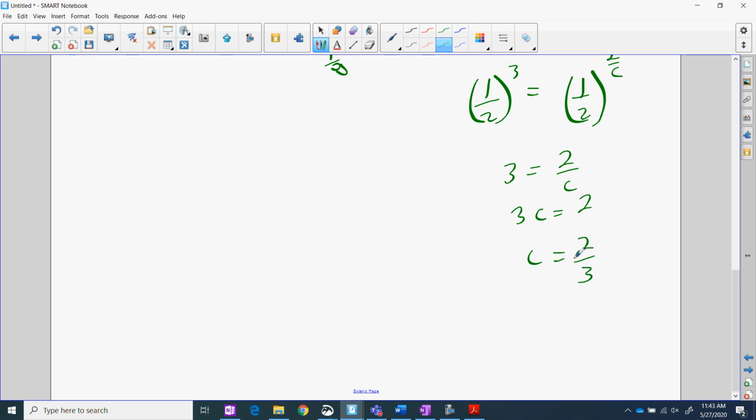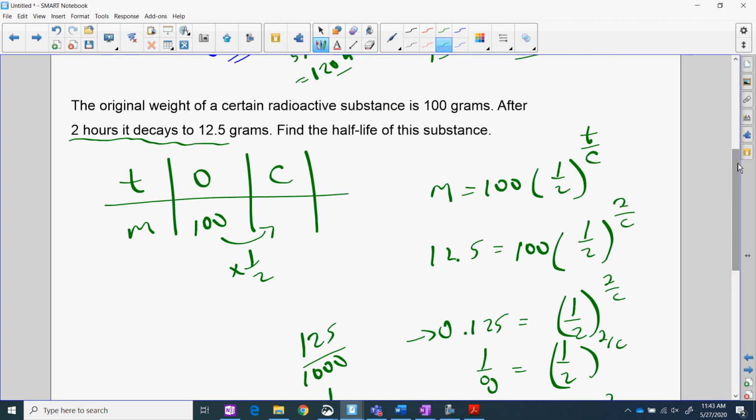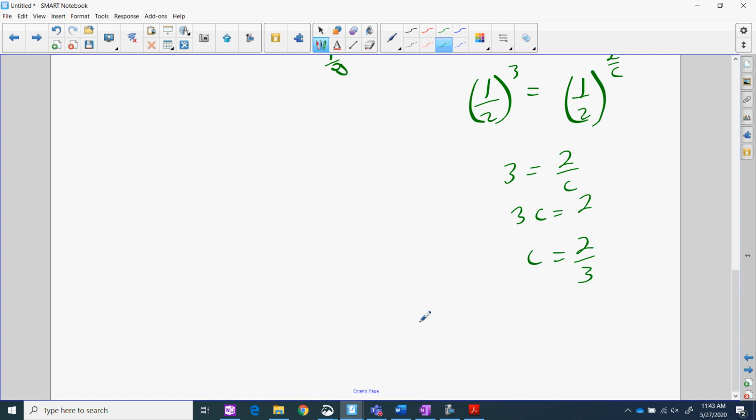Let's see what we're talking about here. For units, this is an hour. So everything I've been working with here is an hour. So it takes 2/3 of an hour. That will be the half-life of this radioactive substance. So half-life is 2/3 of an hour. All right, so that is a run through of how to create exponential functions and then use them to answer questions about a particular situation.